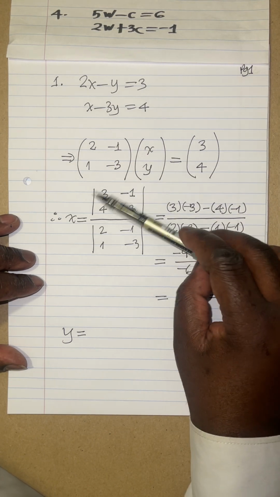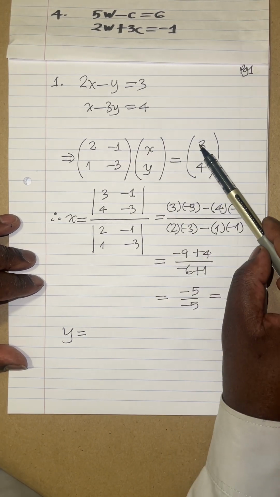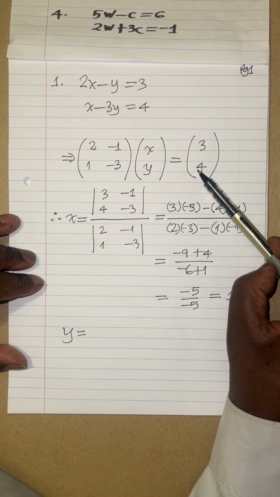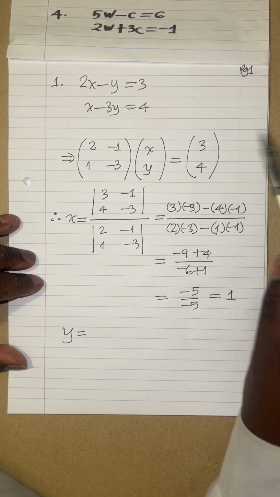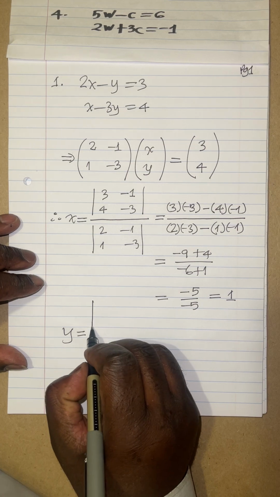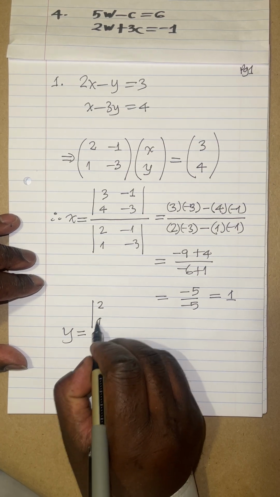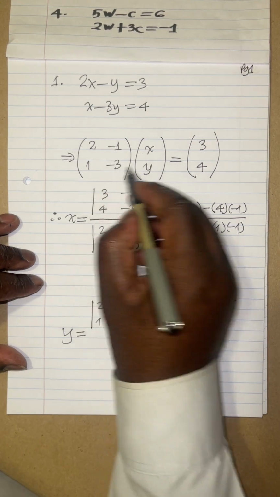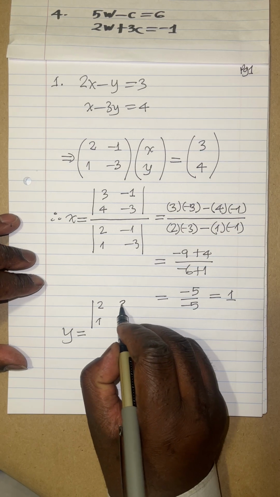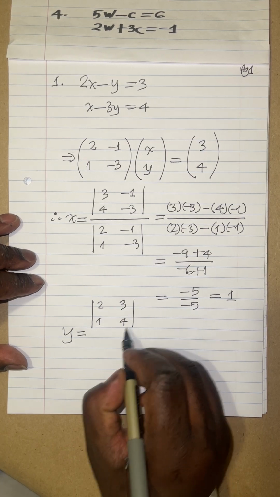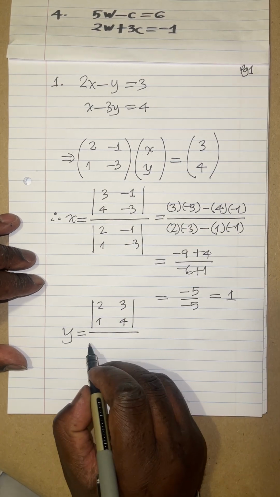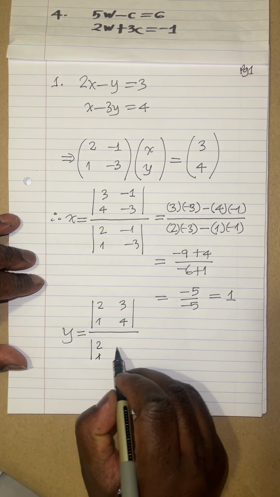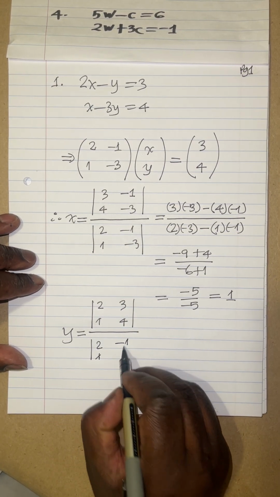Now, to determine the value of y, we repeat the process, but remember what we say. If you want to find the value of x, the coefficients of x must be replaced by the numbers on the right hand side. Now I want to find y. The coefficients of y must be replaced by those two. So the coefficients of x must stay the same, 2, 1. But now instead of having minus 1, minus 3, I'm going to have those numbers there, 3, 4. And then I'm going to say this divided by the determinant of the coefficient matrix, which is basically 2, 1, and then minus 1, minus 3.